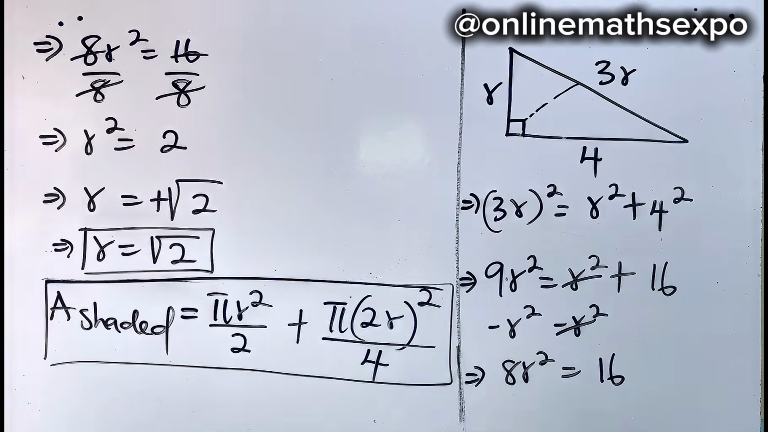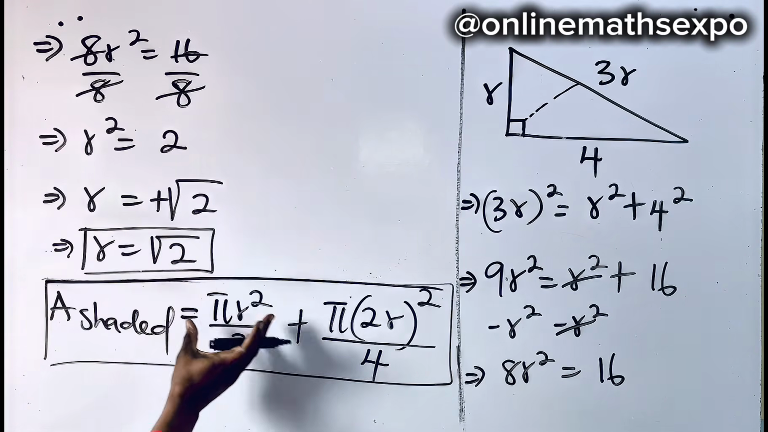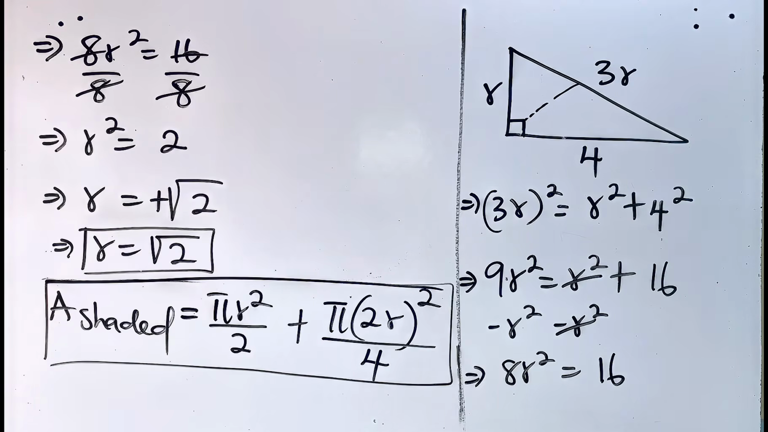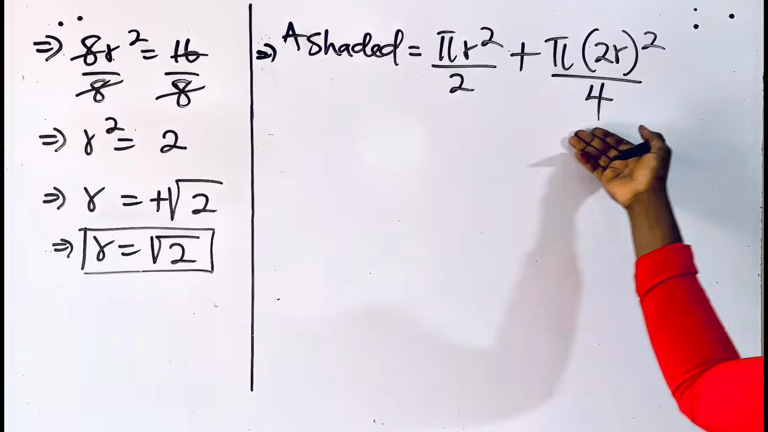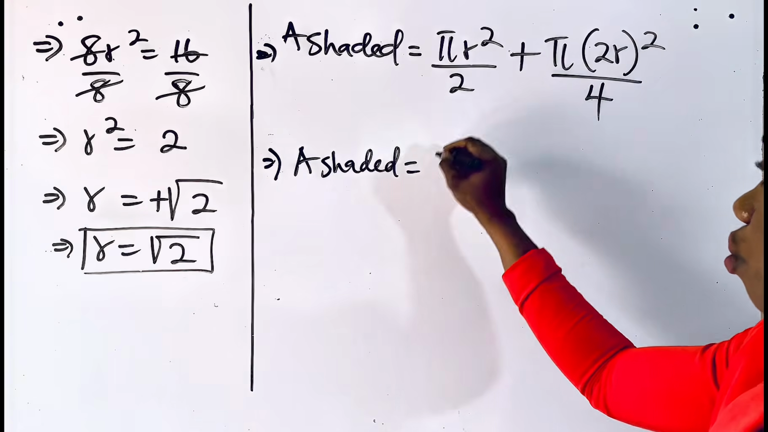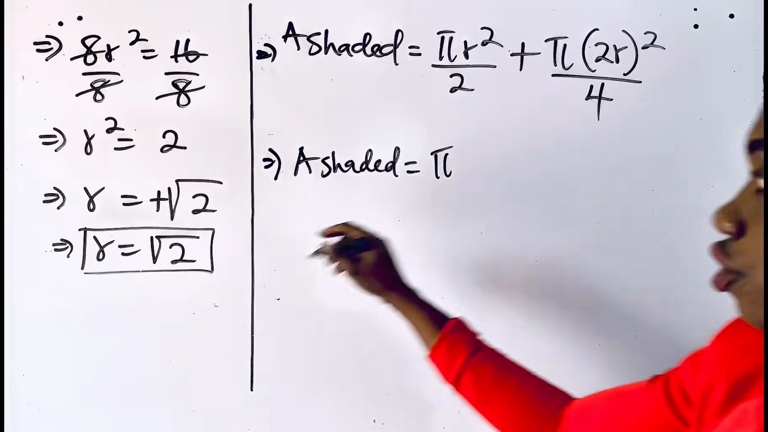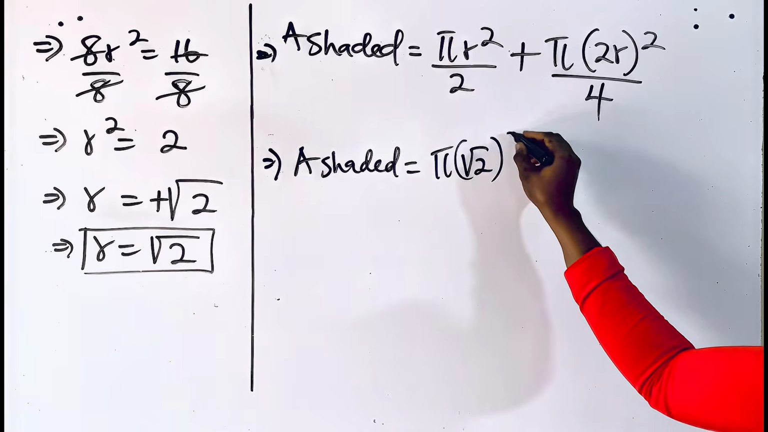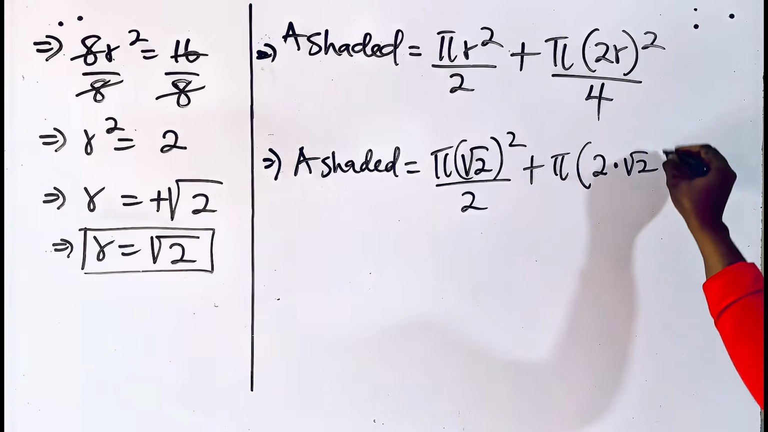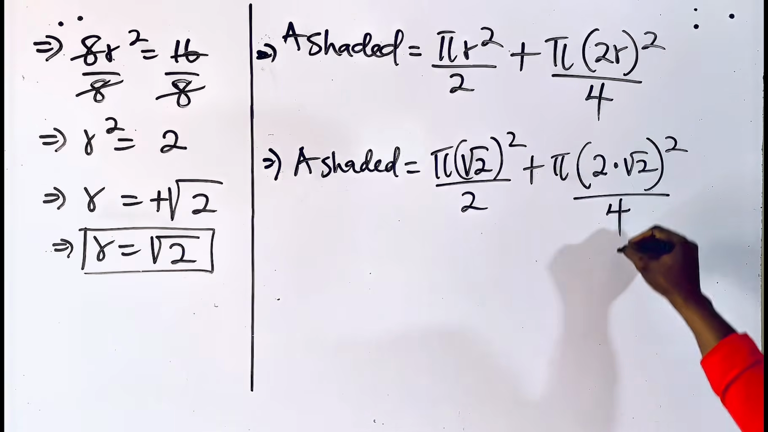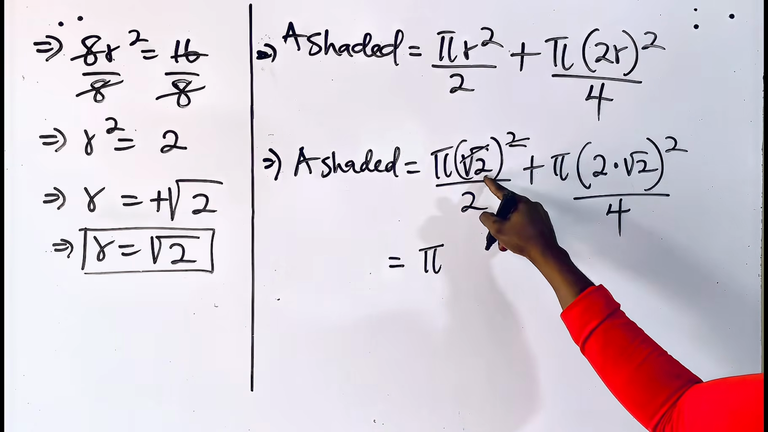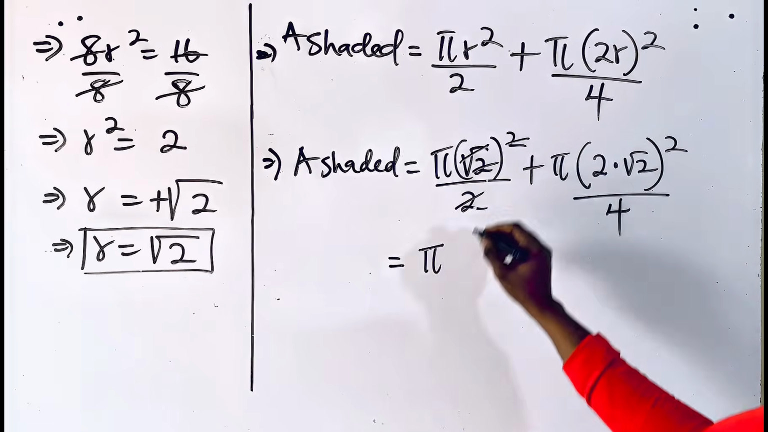Now, since we have found the radius, we are going to substitute the radius in here to get the area of the shaded. Let's do that together. The area of the shaded is equal to pi, our radius is root 2, so root 2 squared divided by 2, plus pi into 2 multiplied by root 2, all squared divided by 4. Simplifying, we have pi. This we cancel. We are left with 2, and 2 divided by itself is 1.